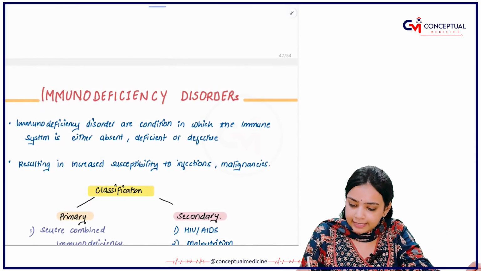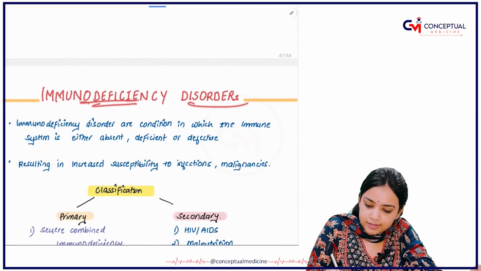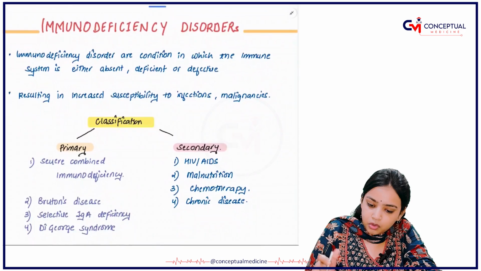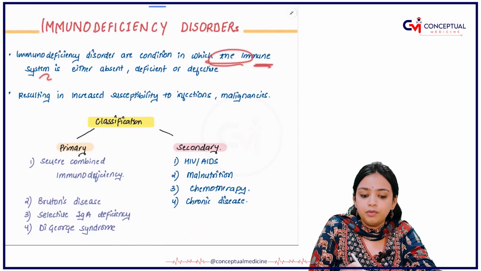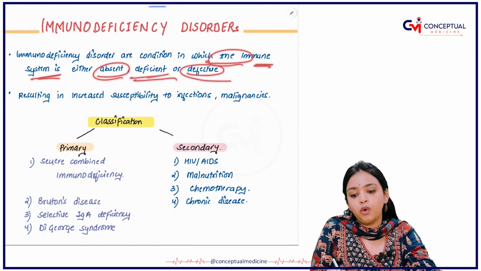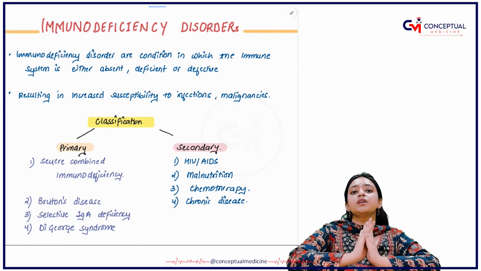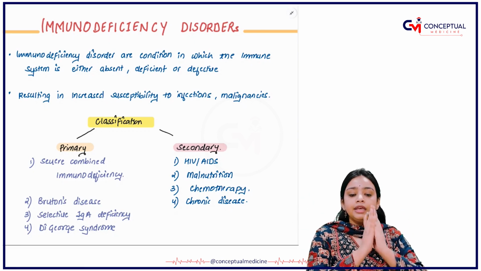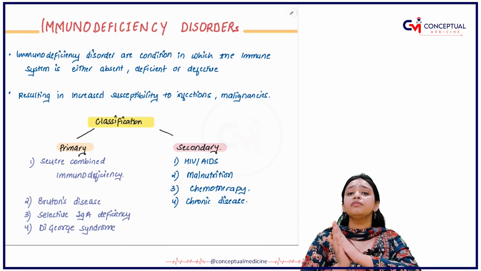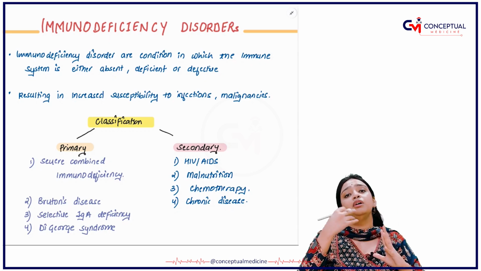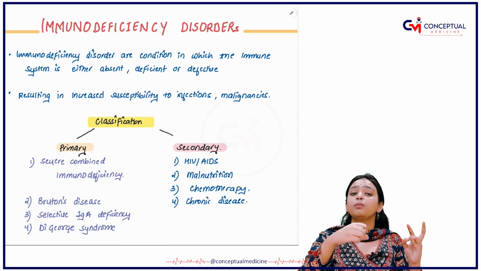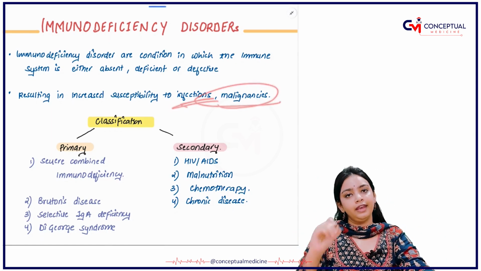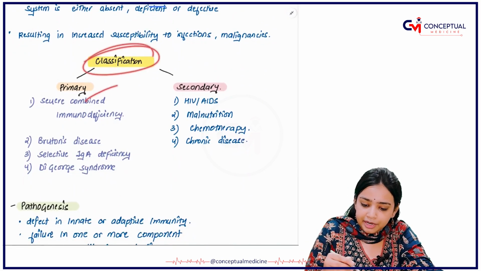Now the next thing that we will be studying is about the immunodeficiency disorders. So what happens in the immunodeficiency disorders? In the immunodeficiency disorders, there are conditions in which the immune system is either absent, deficient or defective. Overall, what they want to say is that the immune system is of no use. They are not able to fight the infections. And if the body is more susceptible to the infection, then also they are not able to fight those infections, and as a result your body becomes more prone to any kind of infection and any kind of malignancies, right? You have the classification, you have the primary type and the secondary type.